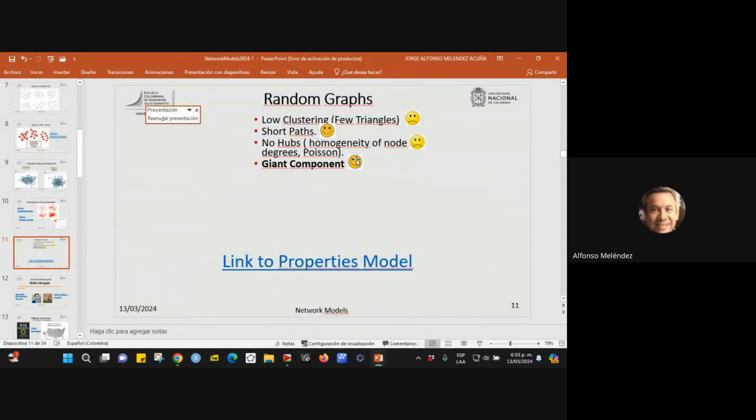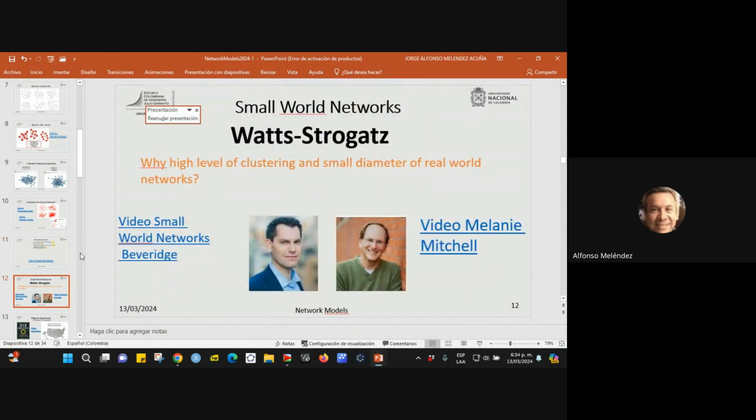But it has a giant component. And this is one of the most studied properties of random networks, I repeat, the emergent property of the rise of the giant component. Okay, let's go to the next model.